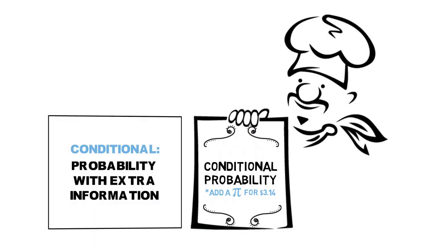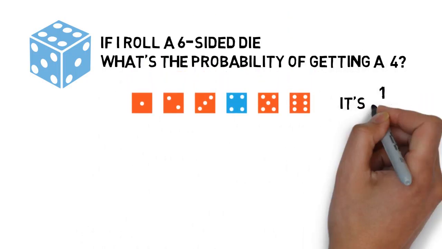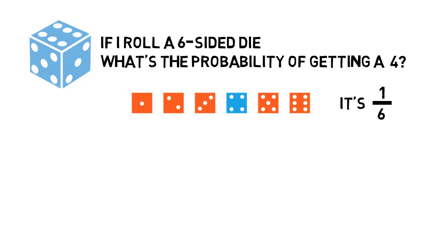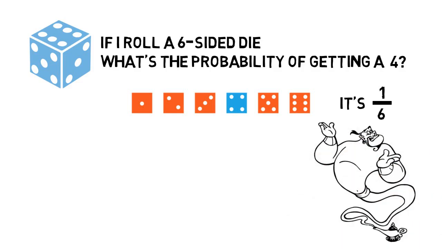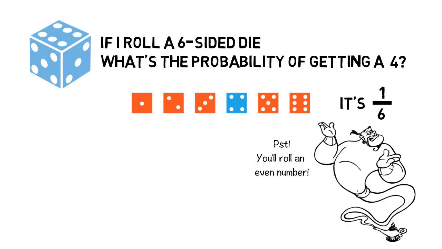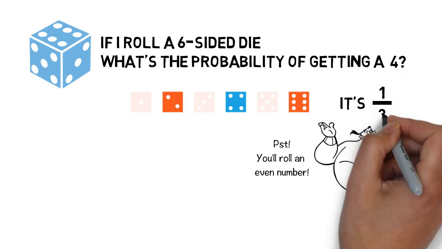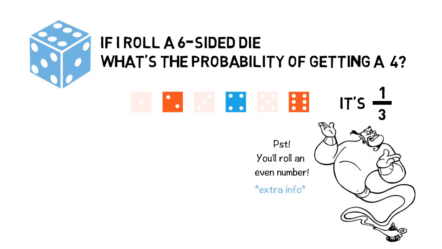Let's say I roll my good old friend, a six-sided die, and I want to know what's the probability of getting a 4. Of course, it's 1 out of 6. But now let's suppose I have some extra information, and the extra information is that a magic genie comes out of nowhere and promises me for a fact I will be rolling an even number. Now there are only 3 even numbers to choose from, and so the probability of my getting a 4 goes from 1 over 6 to 1 over 3. So extra information can completely change the answer of a probability problem.